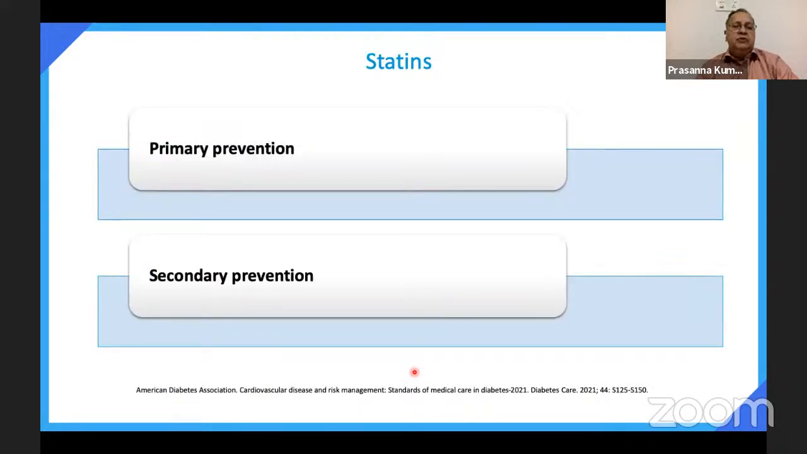Now, how do we use, where do we use, when do we use statin, how much do we use? There are two types, what is known as primary prevention and secondary prevention. What do I mean by primary prevention? Here is a diabetic patient. He did not have any heart disease, no cardiovascular disease. What is secondary? He already had a heart attack, MI, or heart failure.